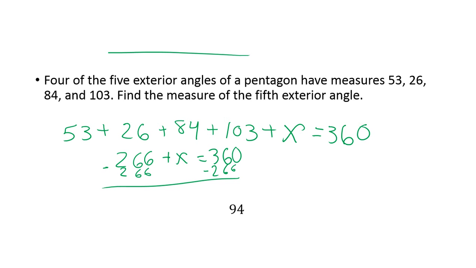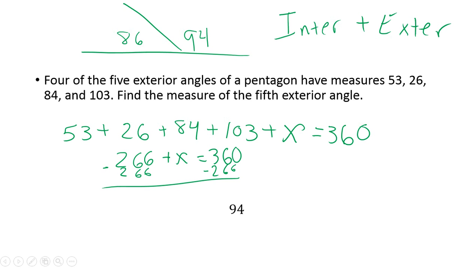Now, if the exterior of an angle is 94, that means the interior must be 86. Because the interior angle plus the exterior angle must be 180 degrees. If you take an interior and exterior and add them together, they have to be 180 degrees. Those two are called a linear pair, which was mentioned previously.